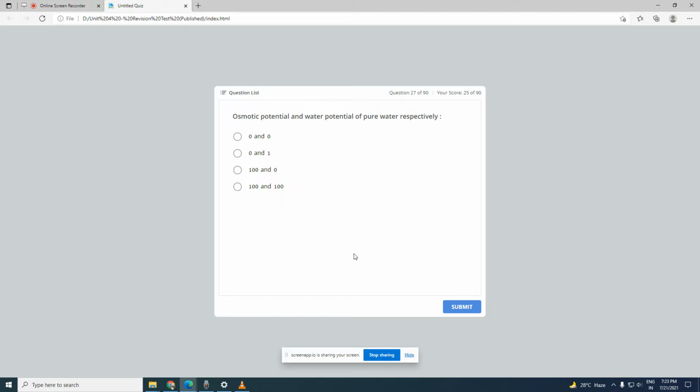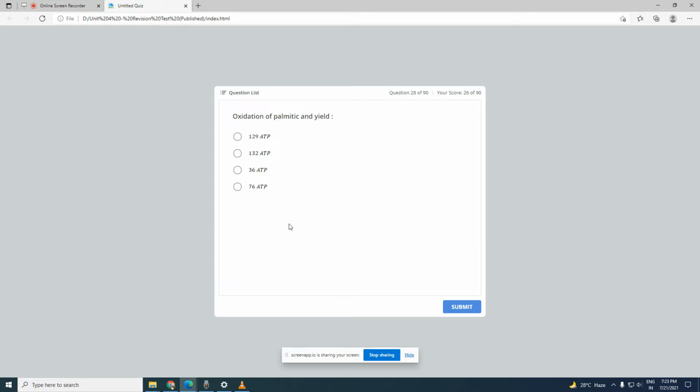Question 27. Osmotic potential and water potential of the pure water respectively. What is the value? Both are 0, 0, 1, or 100, 0, or both are 100. So which is the right answer? Zero comma 0 is the right answer.